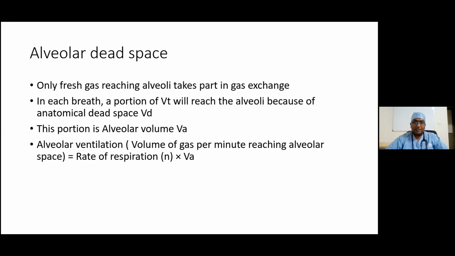Alveolar dead space: when we discuss alveolar dead space, you need to keep in mind that only fresh gas reaching the alveoli takes part in gas exchange. So in each breath, a portion of the tidal volume will not reach alveoli because of anatomical dead space, that is VD. The portion that does is alveolar volume, or VA. Now, alveolar ventilation, that is volume of gas per minute reaching alveolar space, is rate of respiration into alveolar volume.